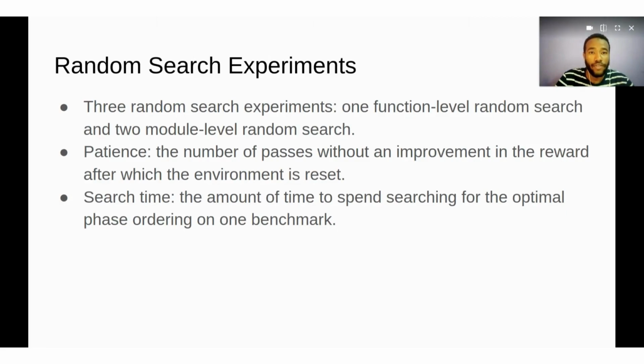To demonstrate the effectiveness of our function level phase ordering method compared to the module level phase ordering method, we performed a random search experiment. The random search experiments have two parameters, the search time and patience. The random search operates by selecting passes randomly until a fixed number of steps have been evaluated without improvement in the reward. After that, the search will terminate and search for a new pass sequence. This fixed number of steps without an improvement is called the search patience. Also, the search time is the amount of time spent searching for the optimal phase ordering for a module or a function.